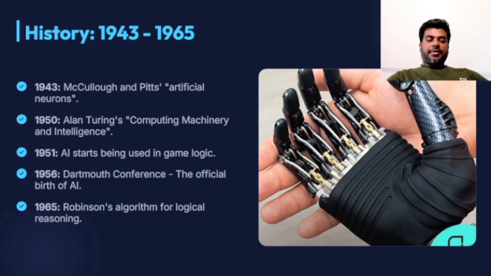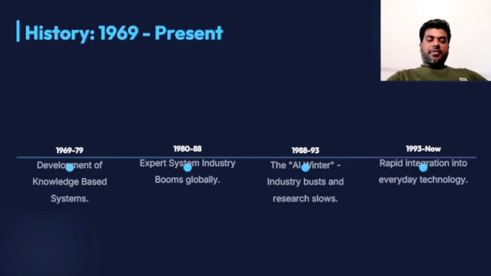Now we'll go to slide 5, that is also the history part, but from 1969 to the present era. The visual that you see is the timeline layout from knowledge systems to the modern era. So moving into the late 20th century, we saw the rise of knowledge-based systems. The 1980s were a boom time for the expert system industry. But this was followed by what researchers called the AI winter in the late 80s, a period where funding and interest cooled down because the tech could not yet meet the high expectations. Since 1993, however, we have been in a period of rapid integration where AI has moved out of the lab and into almost every device we own.